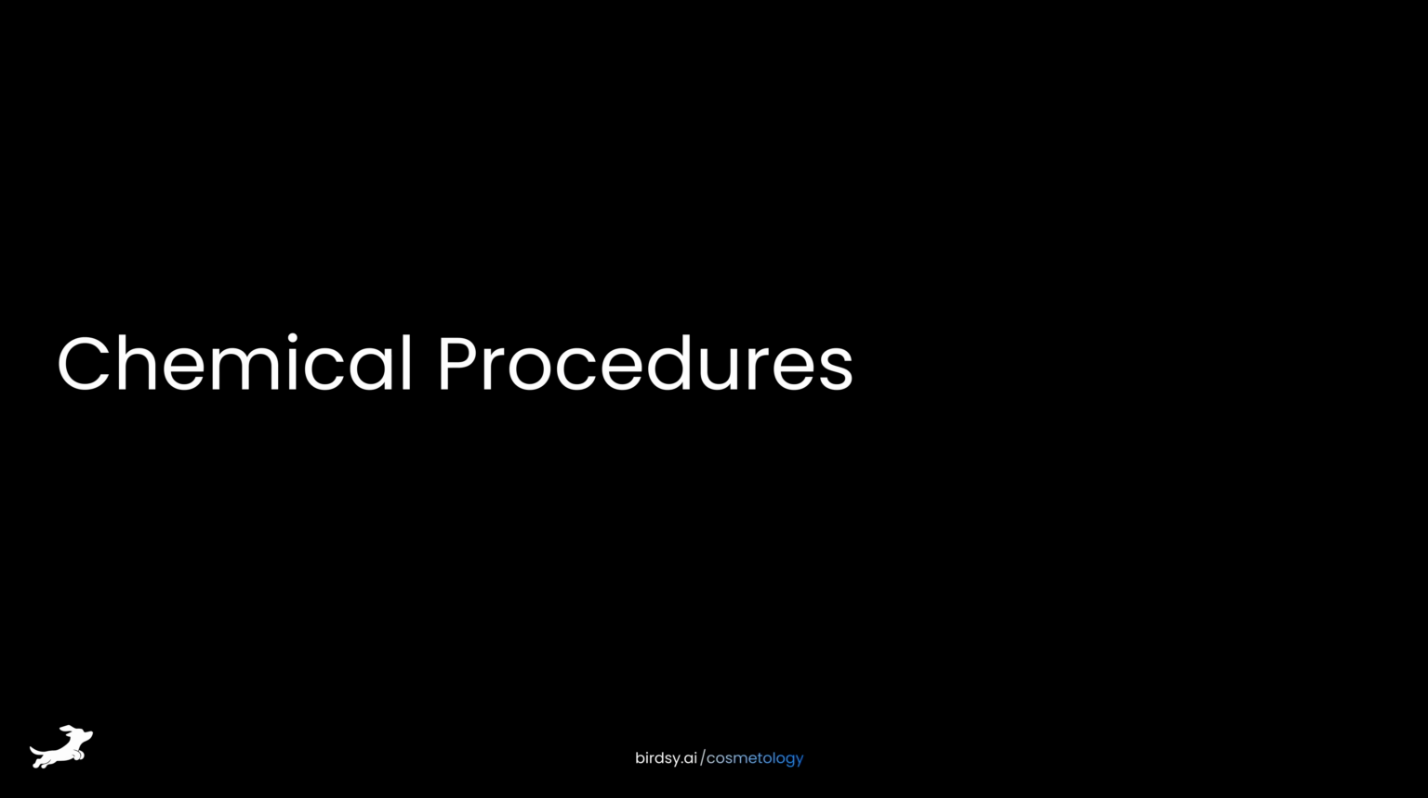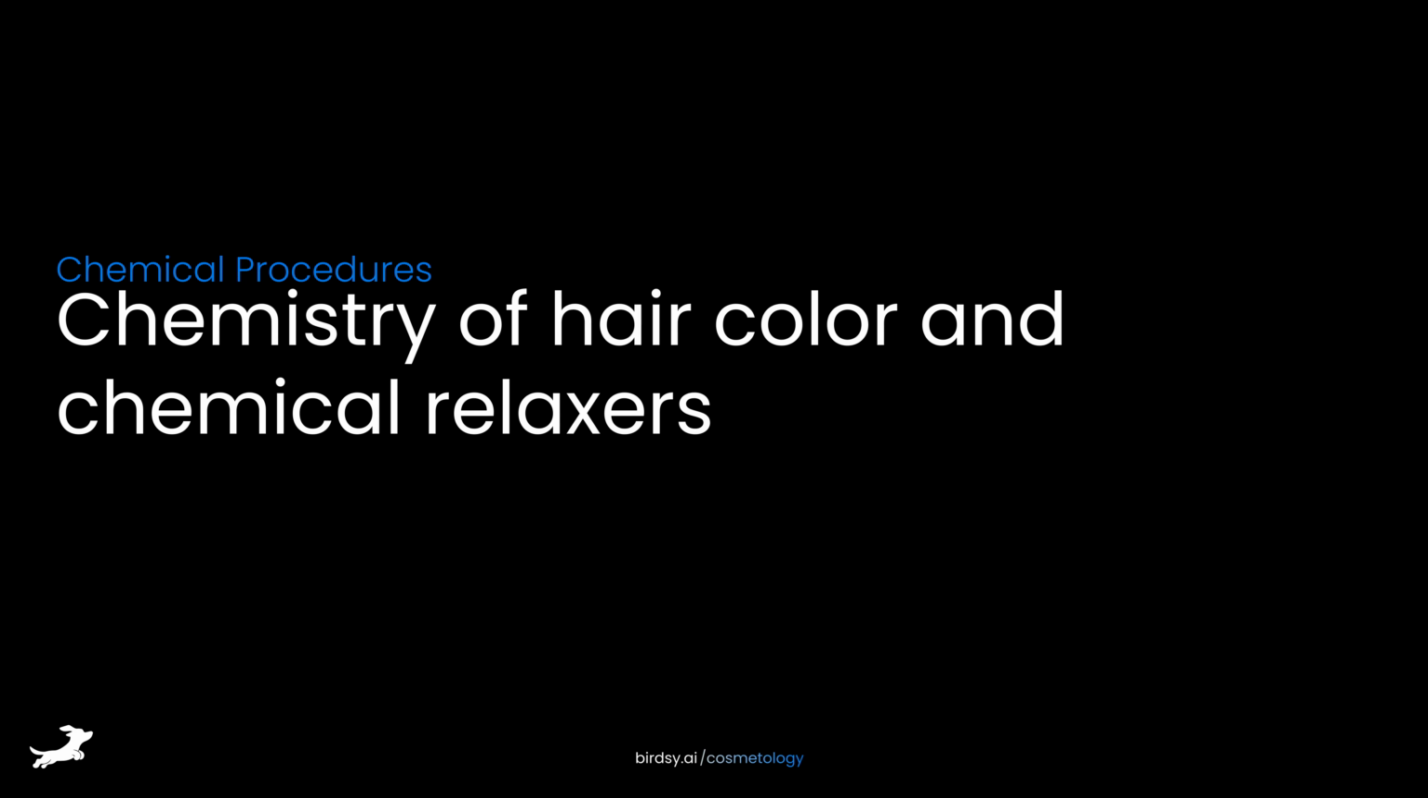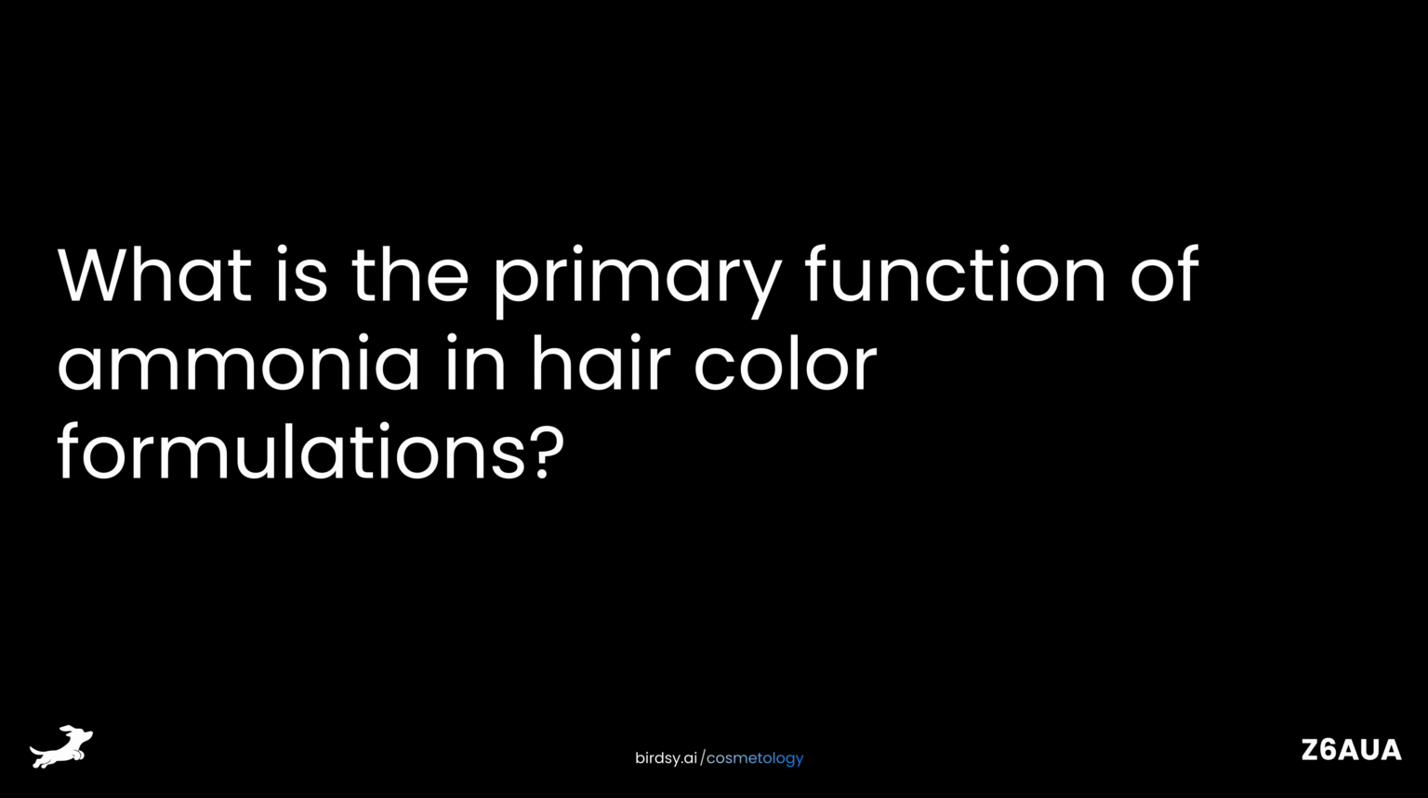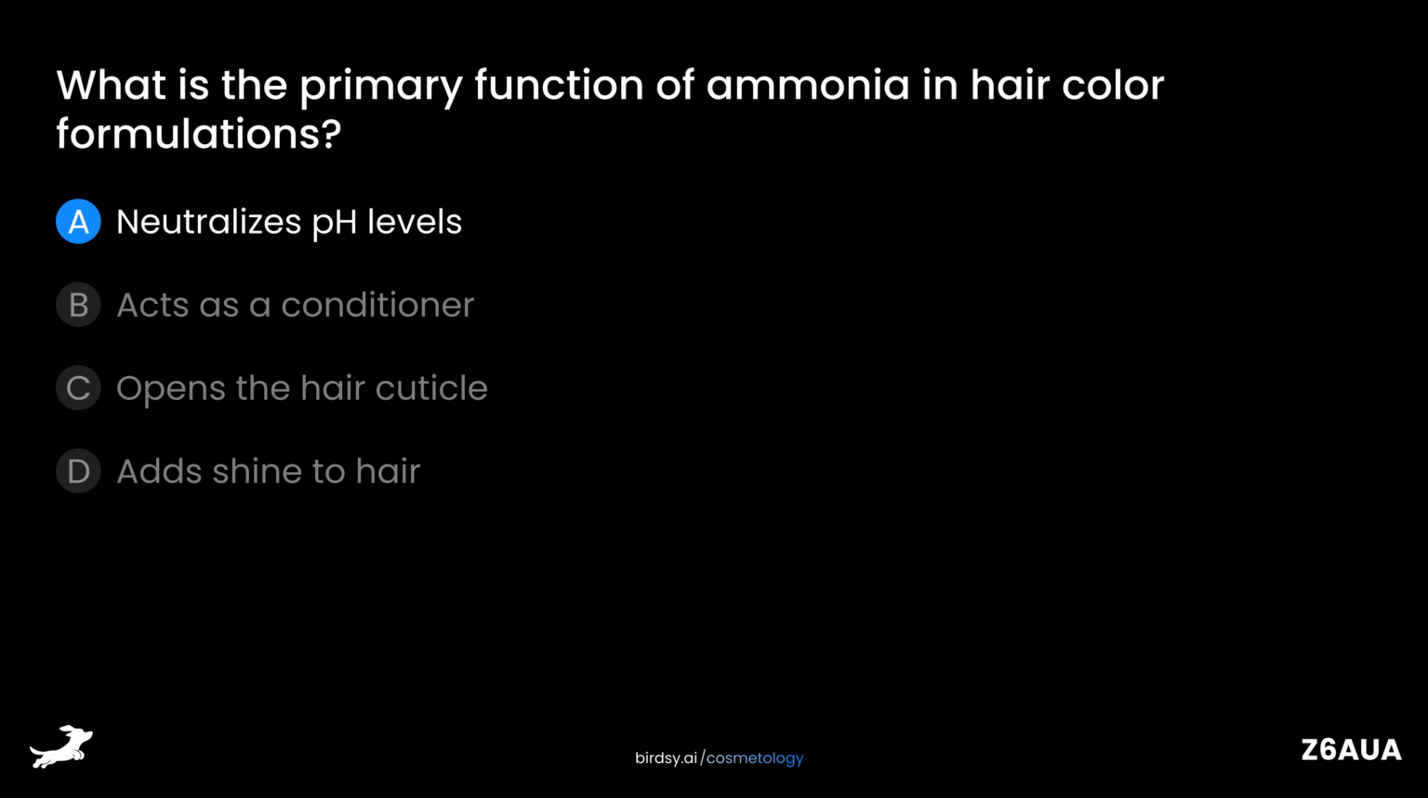Chemical procedures. Chemistry of hair color and chemical relaxers. What is the primary function of ammonia in hair color formulations? Is it A, neutralizes pH, B, acts as a conditioner, C, opens the hair cuticle, or D, adds shine to hair? The answer is C, opens the hair cuticle.